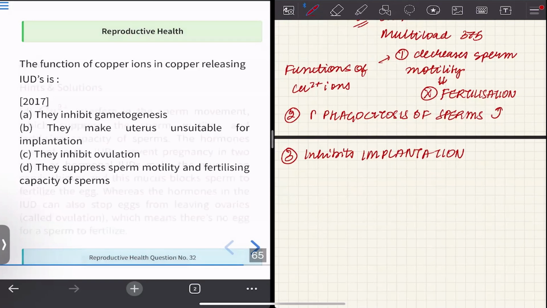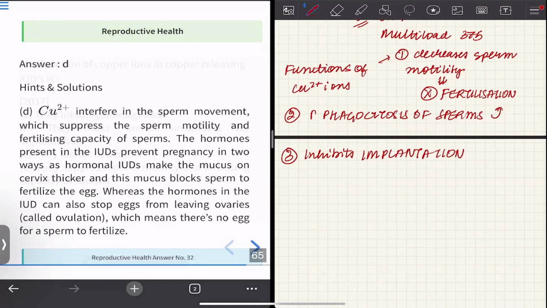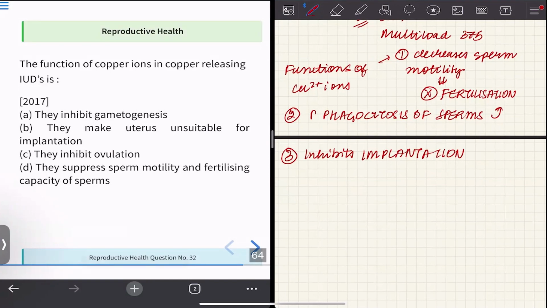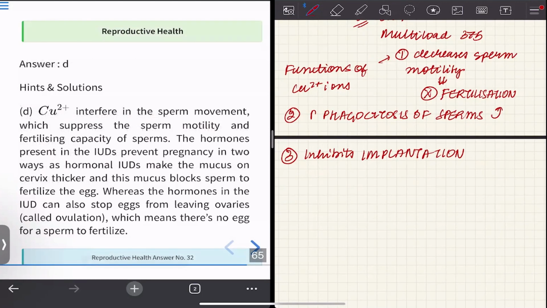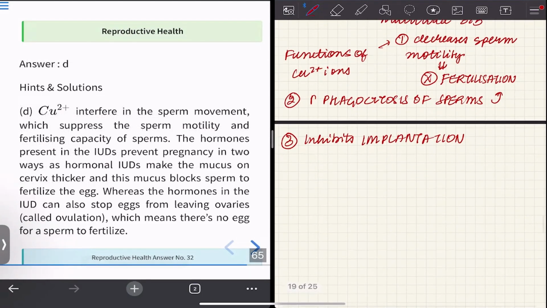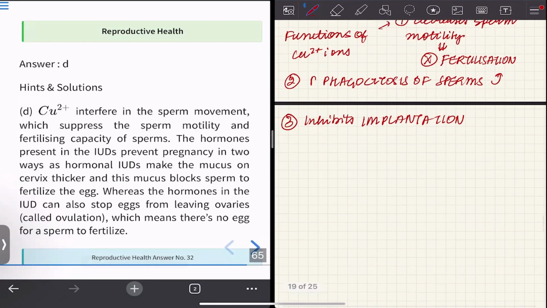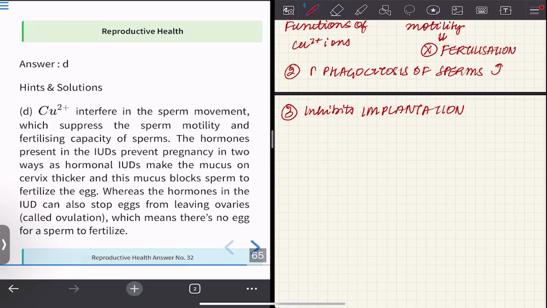So which one is the correct one? We have option D, that the copper ions suppress sperm motility and decrease the fertilizing capacity of the sperms. Okay. So copper ions interfere in sperm movement, which suppresses the sperm motility and fertilizing capacity of sperms.